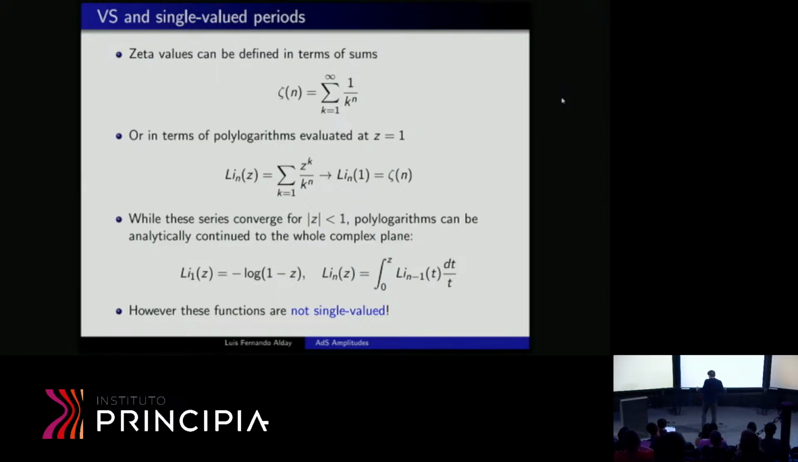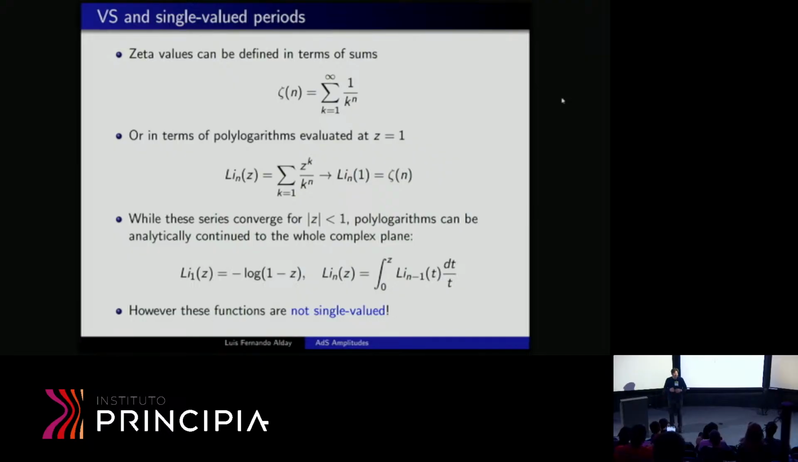Now, these functions can be defined over the whole complex plane, with the caveat that they are not single-valued. We know very well that these functions, and in particular these polylogarithms, generally have branch cuts at 0 and 1, and branch points as well. Now, as physicists, we like holomorphic functions, and we don't mind working with functions which are not single-valued.